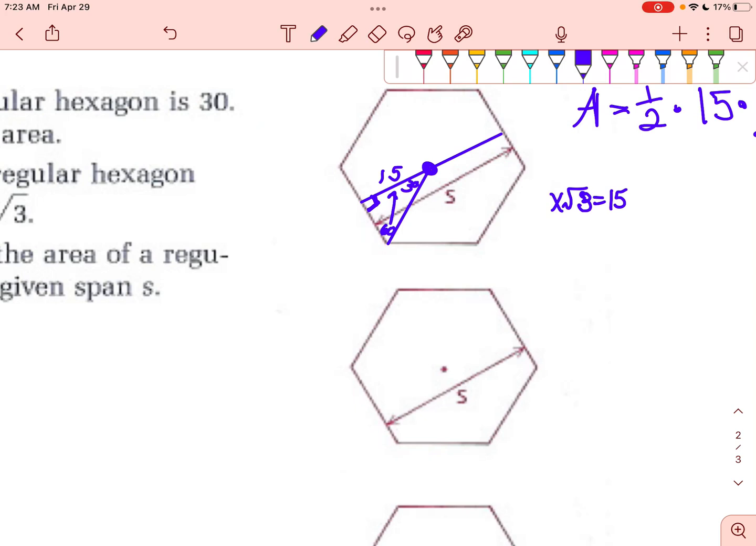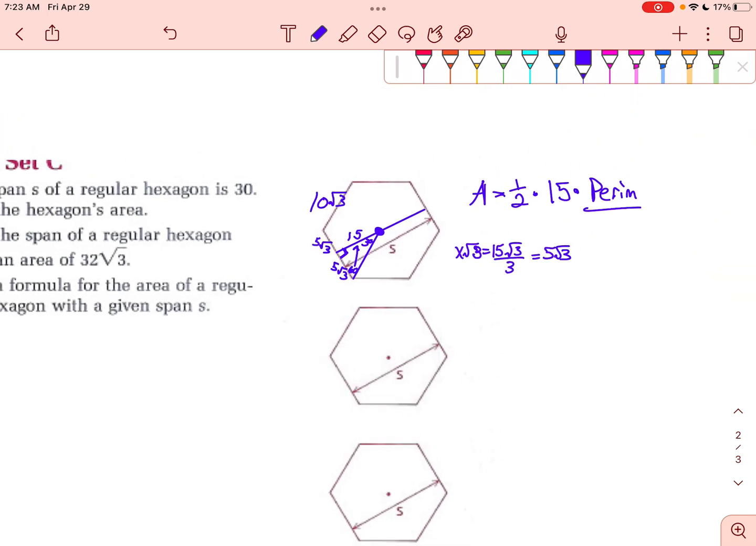Divide by root 3, divide by root 3, multiply by root 3, multiply by root 3. You end up with 15 root 3 over 3, which is the same thing as 5 root 3. So this bottom is 5 root 3, which means this is 5 root 3, which means all of the sides are 10 root 3. There are 6 sides at 10 root 3. So I'm going to erase the perimeter over here, and I'm going to say that the perimeter is 60 root 3. So the overall area of this is going to be 30 times 15, 450 root 3.